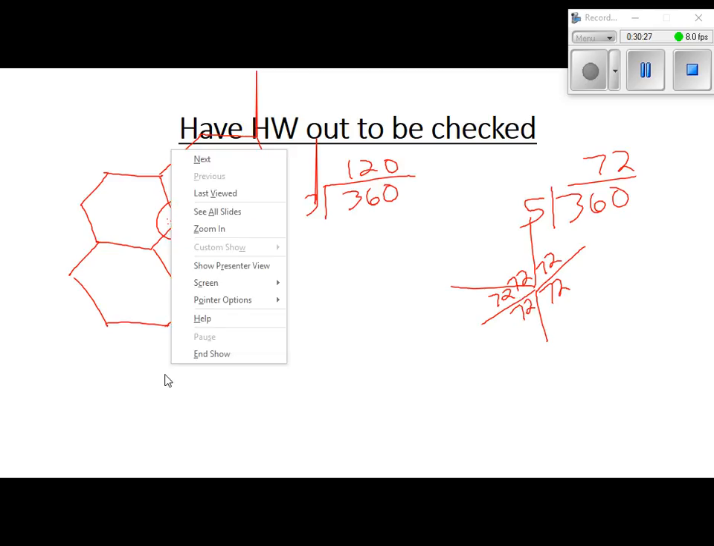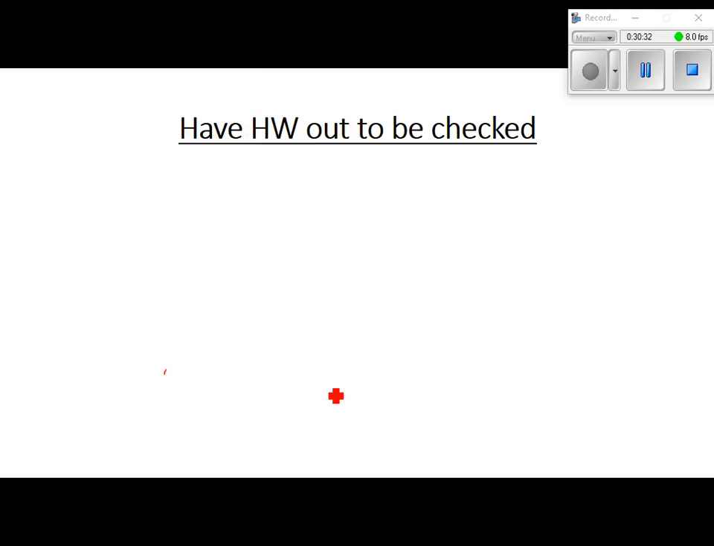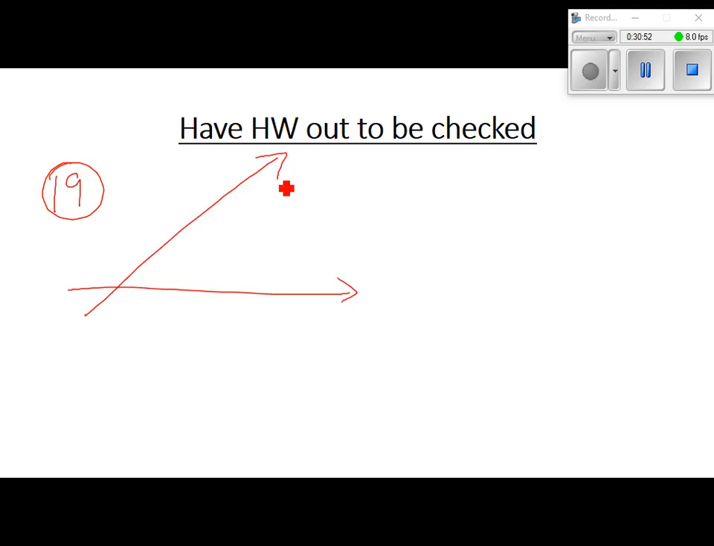Other questions? 21. On 21, watch, because I'm going to do 19 first, to make sure you understand both of these, because one of them's doing something one way, one of them's doing it backwards.